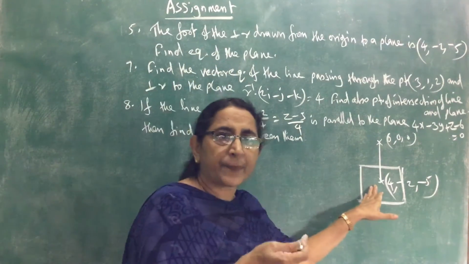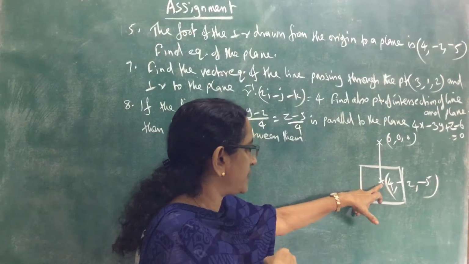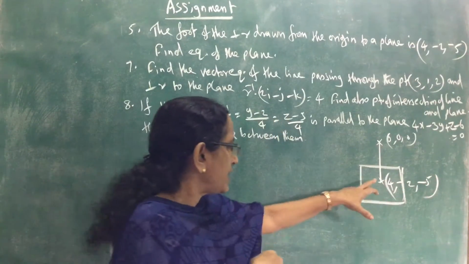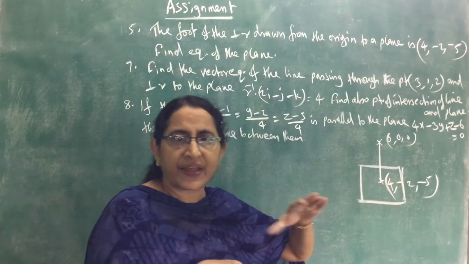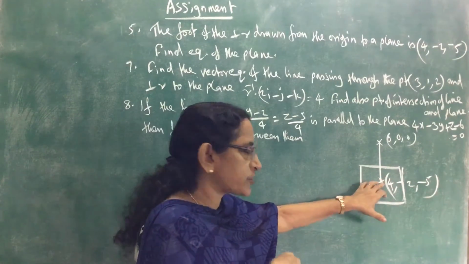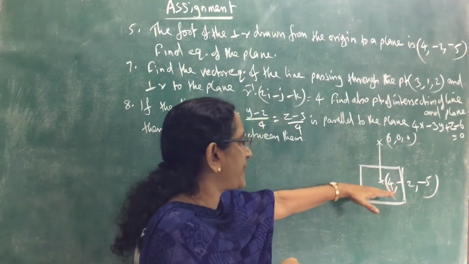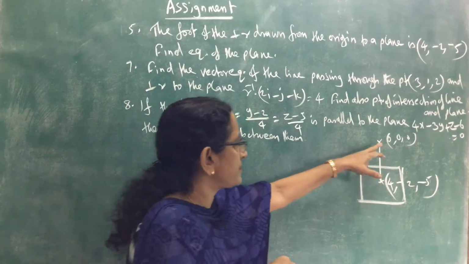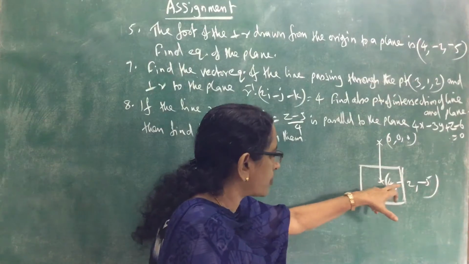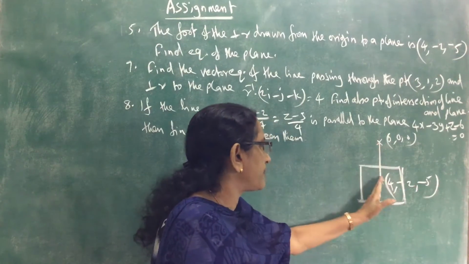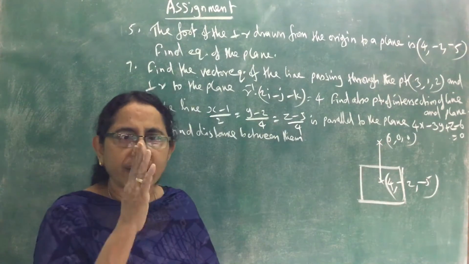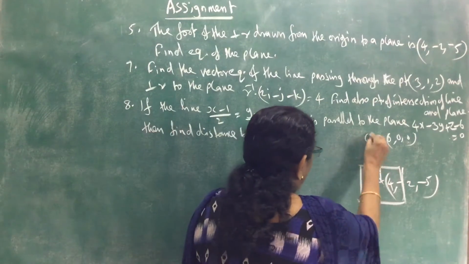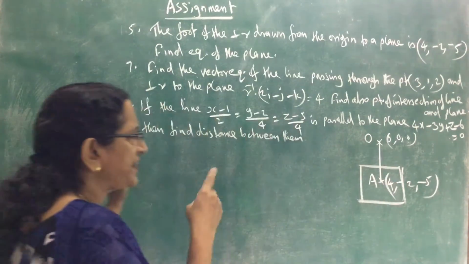So the foot of the perpendicular from the origin to the plane is (4, -2, -5). That point is a point in the plane, and it is the foot of the perpendicular from the origin to the plane. So we want to find the equation of the plane. We know 2 points on this line, (0, 0, 0) and (4, -2, -5). If you know any 2 points on a line, we can find the direction ratios of this line. Let us name it OA. So we can find the direction ratios of OA.